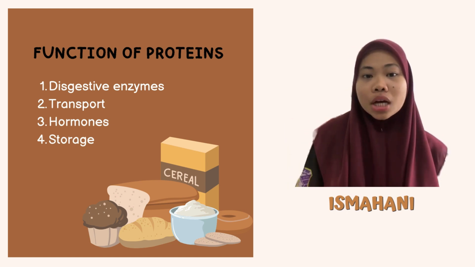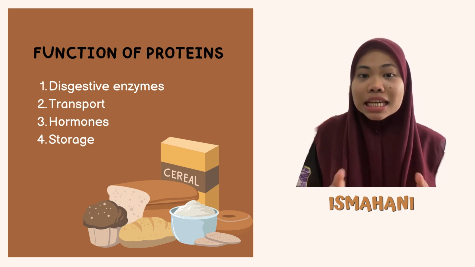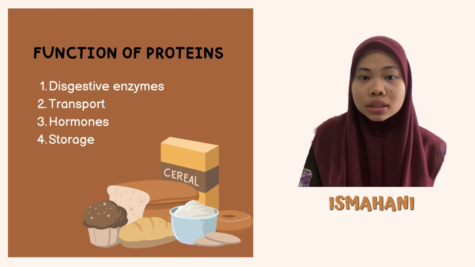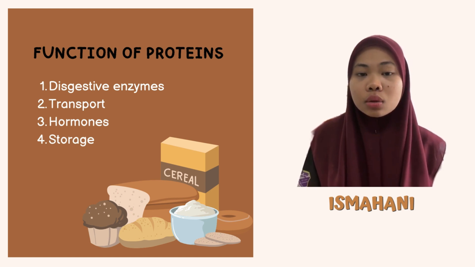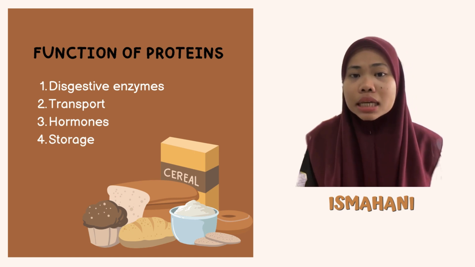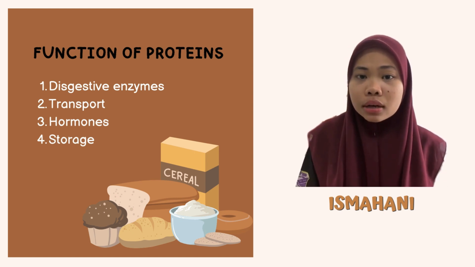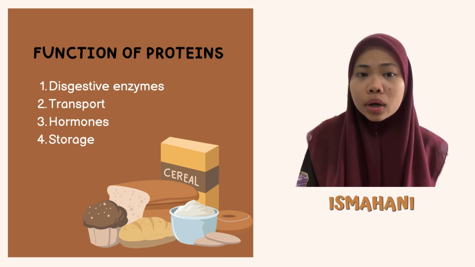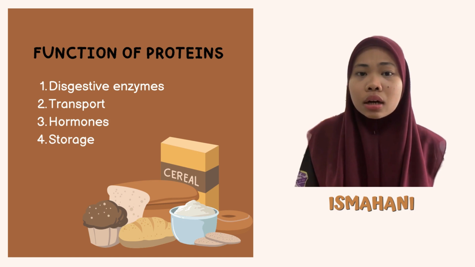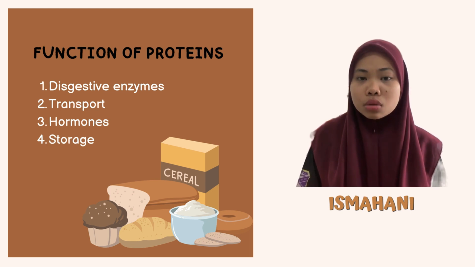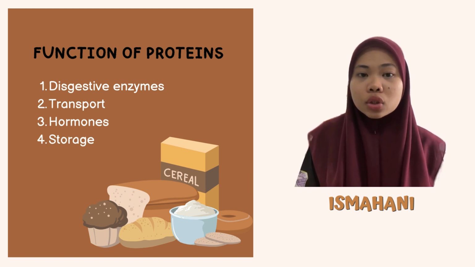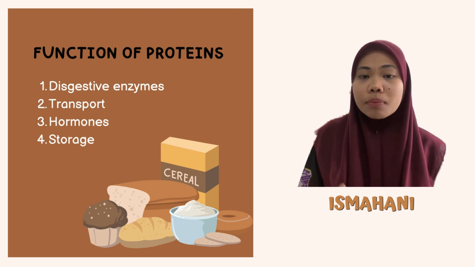Let me tell you. First function of protein is digestive enzyme, which is protein helps in digestion of foods by catabolizing nutrients into monomeric units. The second one is transport, which is carry substance in the blood or lymph throughout the body. The third one is hormone, which is coordinate the activity of different body systems. And the last one is storage, which is provide nourishment in early development of embryo and the seedling.